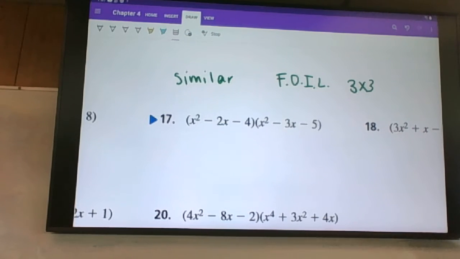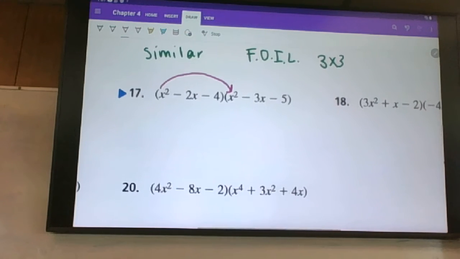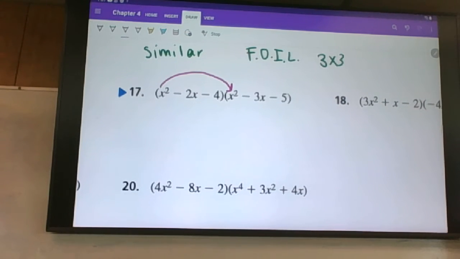All right. I probably would not have done it when I was a student, but sometimes you just rush too much and then you don't remember it. So first I'll do this x squared. X squared times x squared, x to the fourth. X squared times a minus 3x, minus 3x to the third.